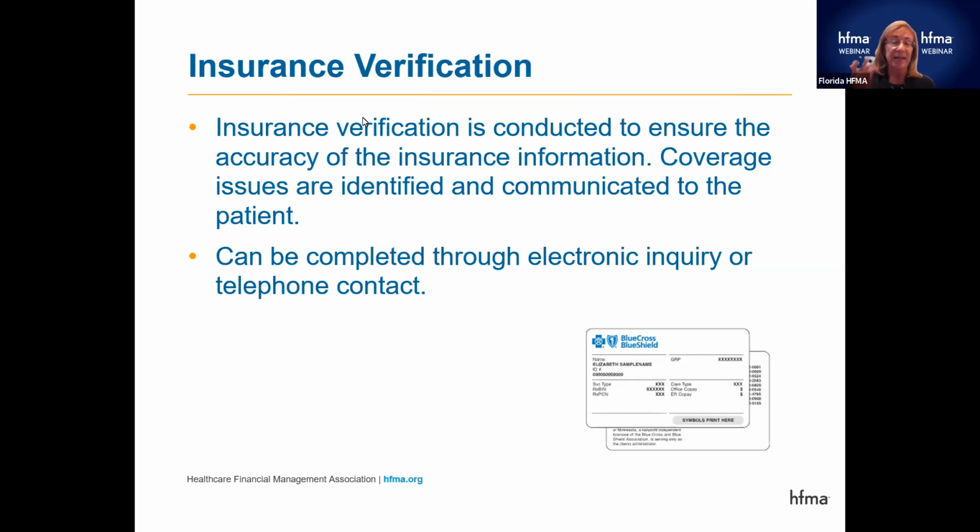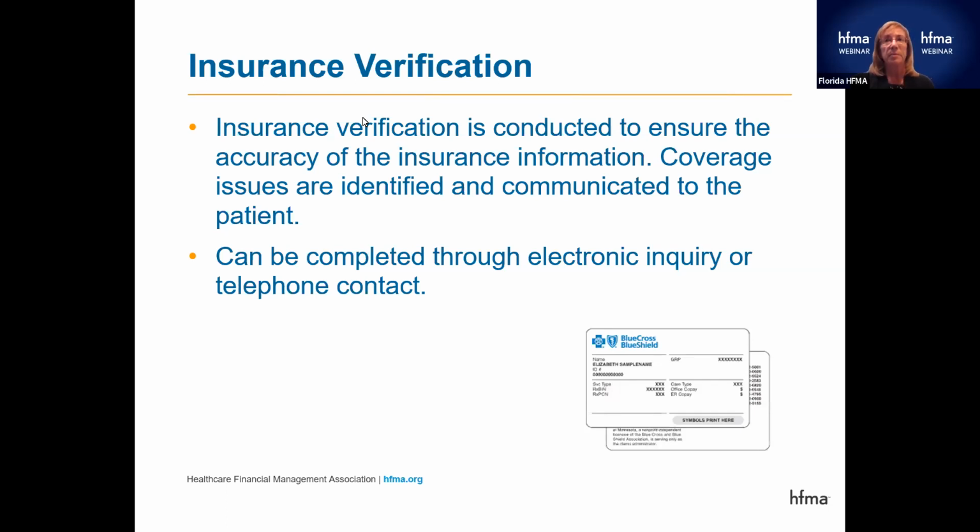So very key to getting paid is insurance verification. Once the registration process is completed, insurance verification is conducted to ensure the accuracy of the insurance information. Coverage issues are identified and communicated to the patient. This sets the stage for completion of financial education and account resolution based on deductibles, co-insurance, or other coverage limitations.